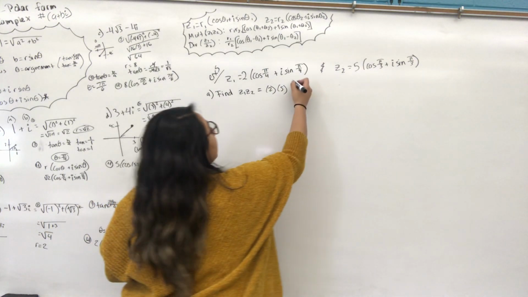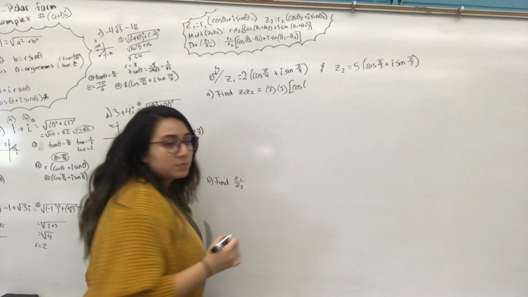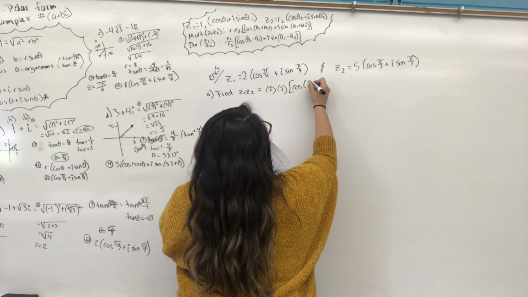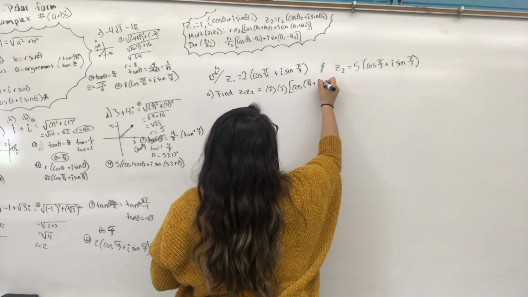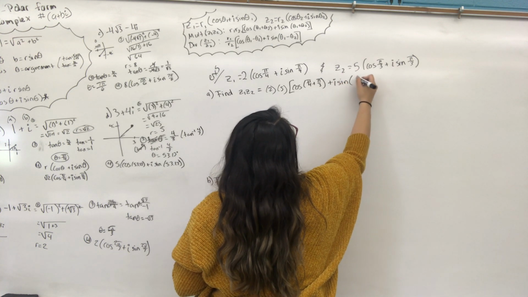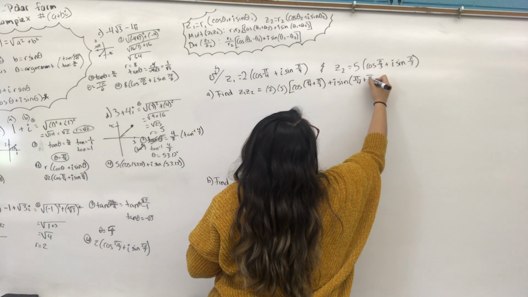And we do 2 times 5, and put bracket, the cosine, and then when you're multiplying, you're adding the 2 degrees. So that means the cosine of pi radians over 4 plus pi radians over 3 plus i sine, and again, you're doing the same thing. You're adding the 2 from the sine. So pi radians over 4 plus pi radians over 3.